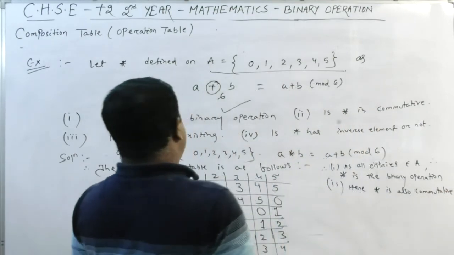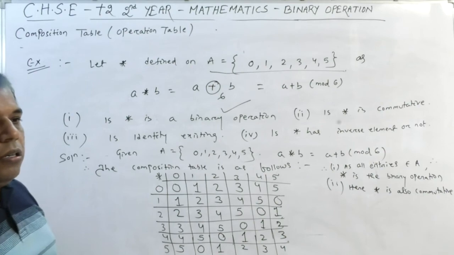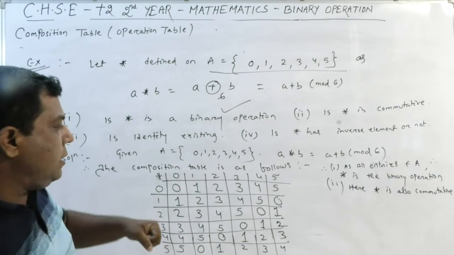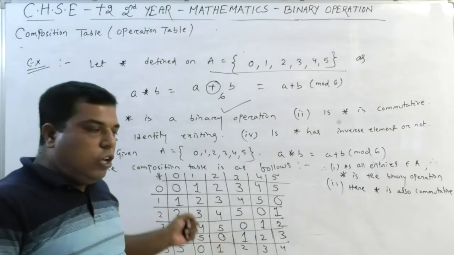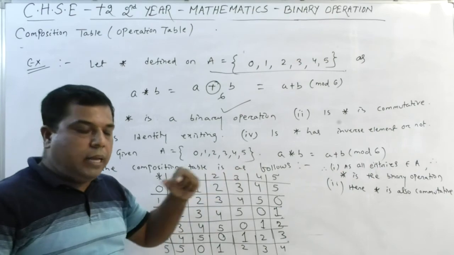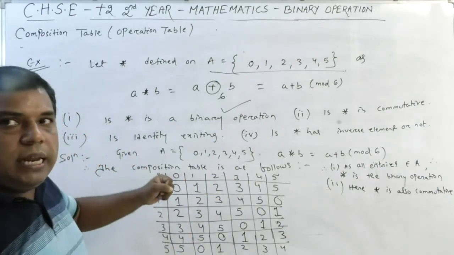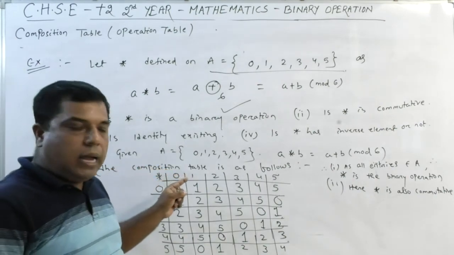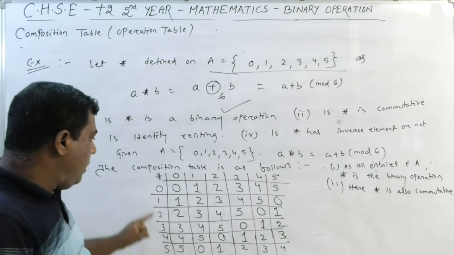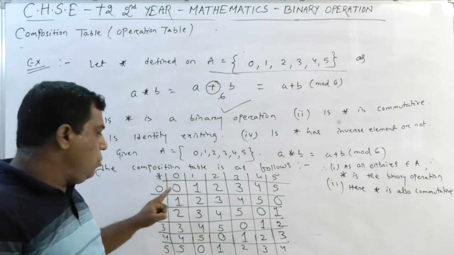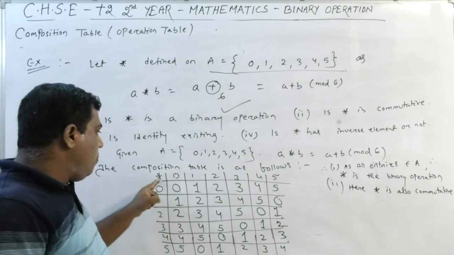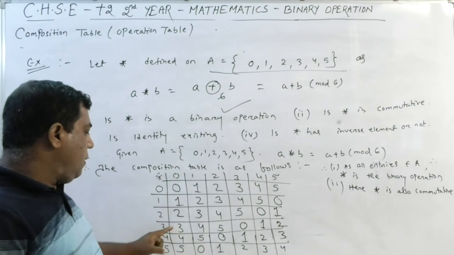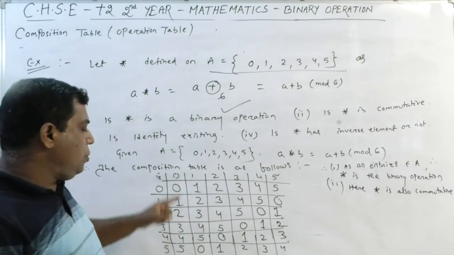Okay. Does an identity exist or not? That is very important. You see, identity means what? It is the element which operates with every element but the value remains the same. Okay, the original elements remain the same. You can see that 0 is behaving like the identity because when 0 is operated with every element, the value remains the same. 1 operation 0 is 1. 2 operation 0 is 2. 3 operation 0 is 3. 4 operation 0 is 4. 5 operation 0 is 5.